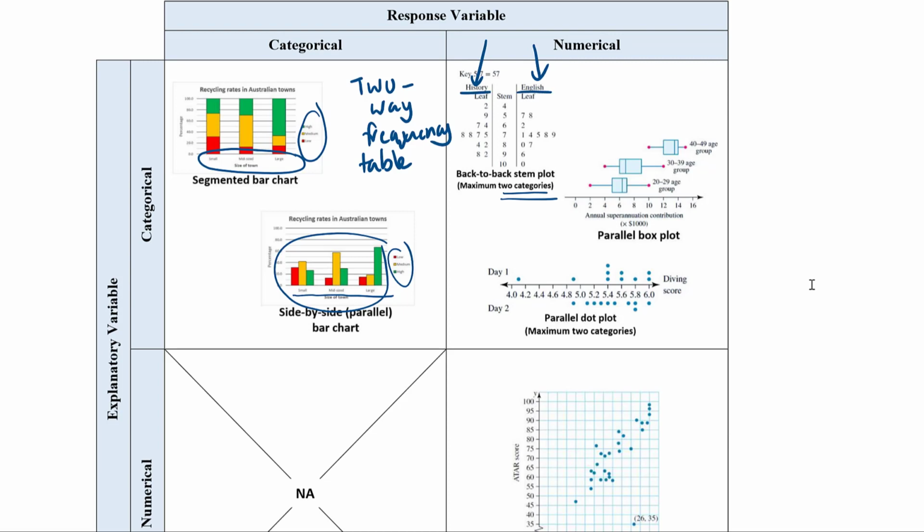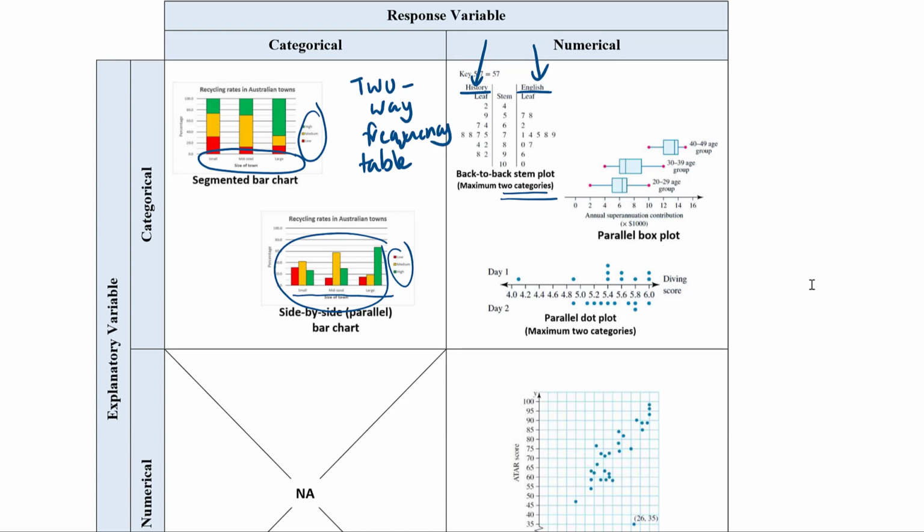In this case, maybe they're marks on a history test and an English test or something. So we've got the 2 subjects and then the stems down the middle with the leaves extending out either side. So we've got the subjects being the category, and the response variable, the numerical variable, being the marks scored on the test, the explanatory variable being the subject. I should have said. So again, limited to only 2 categories.